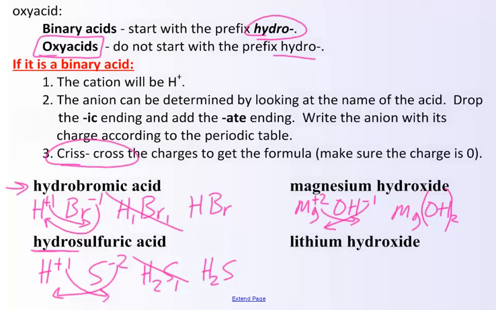You get Mg(OH)2. And our last one, lithium, and lithium has a charge of +1. Again, hydroxide is -1. So using our crisscross, we get LiOH. There's no need for parentheses because there is only one hydroxide in there.